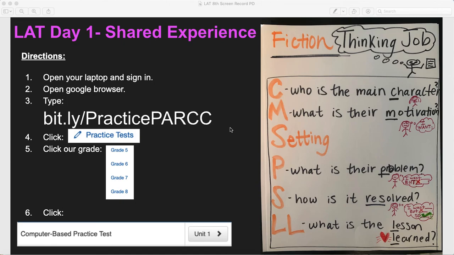So today I'm going to be modeling for you how to teach the 8th grade literary analysis task shared experience lesson. You're going to want to start this lesson with this slide. Once you see that all kids have logged in using the bit.ly practice PARCC link, make sure that they've correctly selected practice tests, the correct grade, computer-based practice test unit 1. Because this is the first lesson, you might want to wait and make sure everyone logs in together.